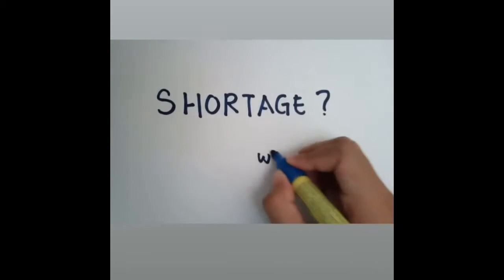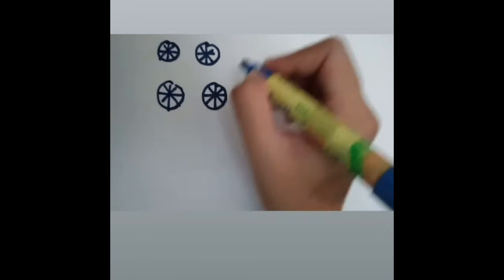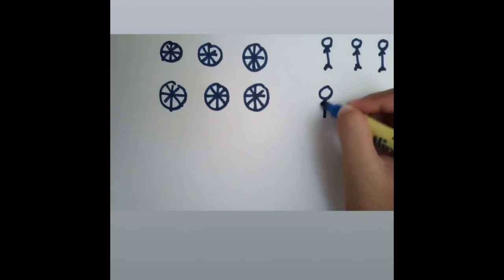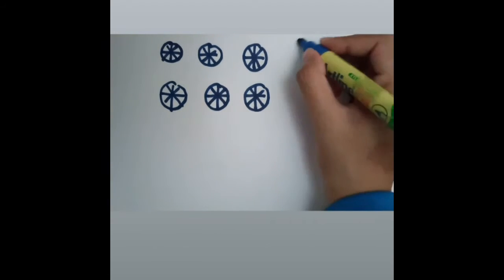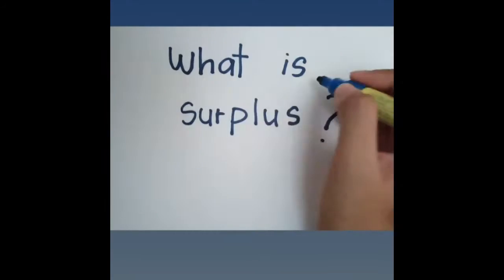So, what is shortage? The demand exceeds the supply at a lower price, and the consumer willing to purchase is higher than the producer willing to sell. For example, a pizza shop has 6 pizzas and there are 8 people who want to buy the pizza at the current price. There is a shortage because there are not enough pizzas to sell to everyone who is willing to buy at the current price.